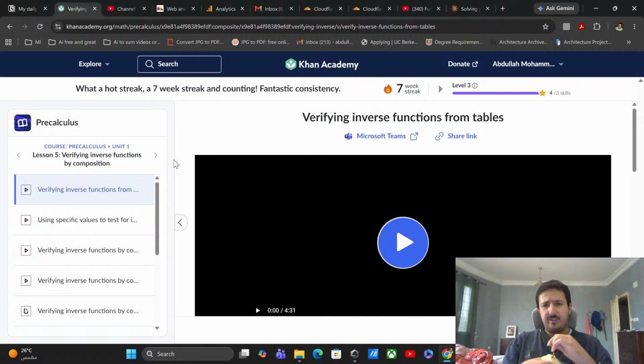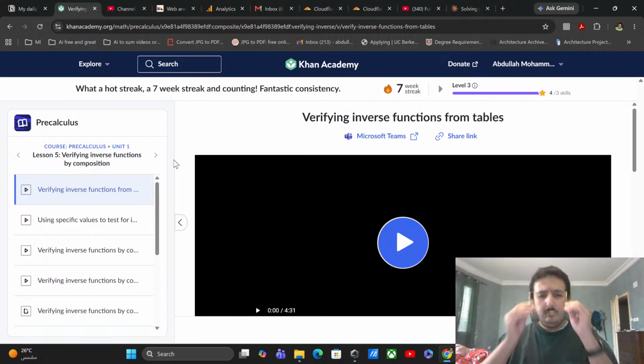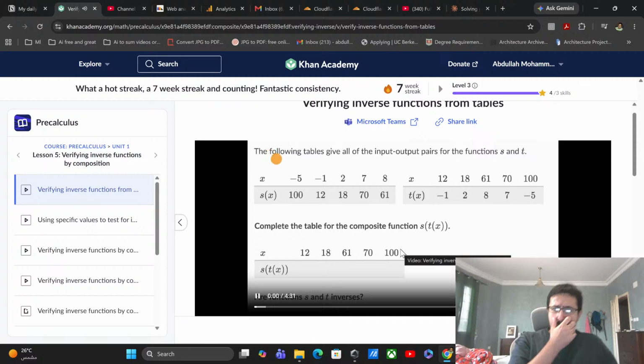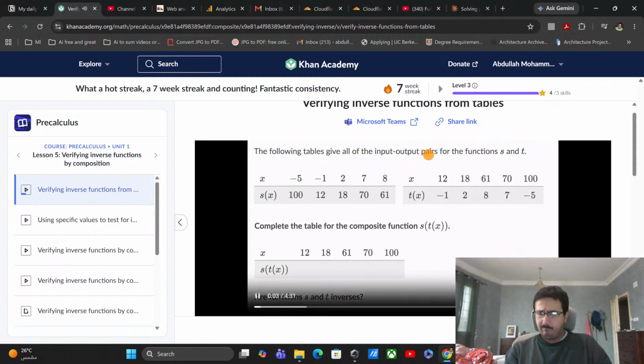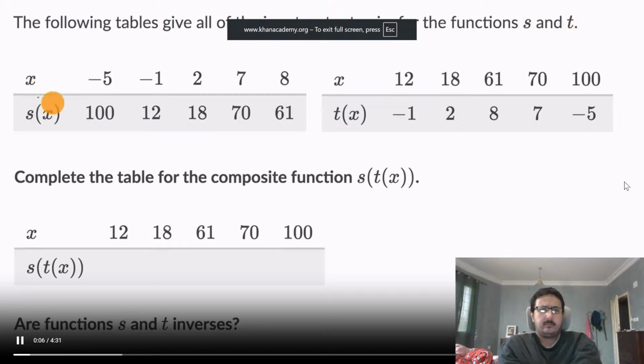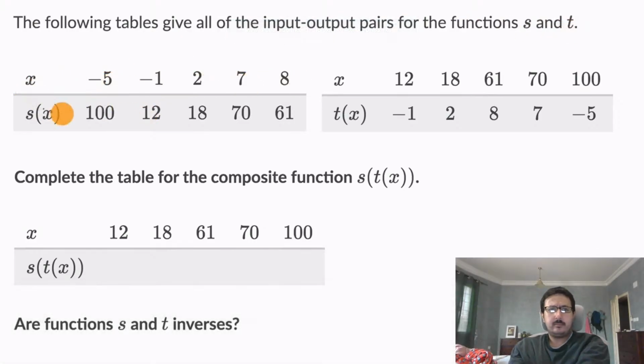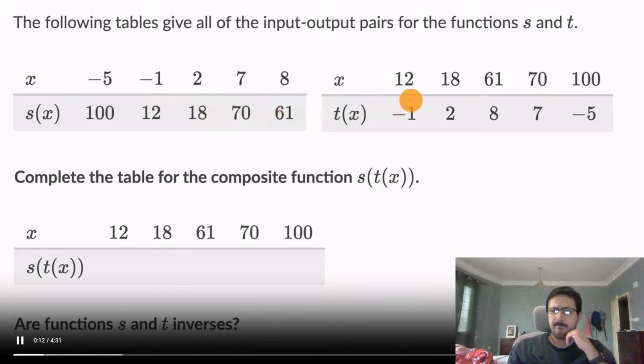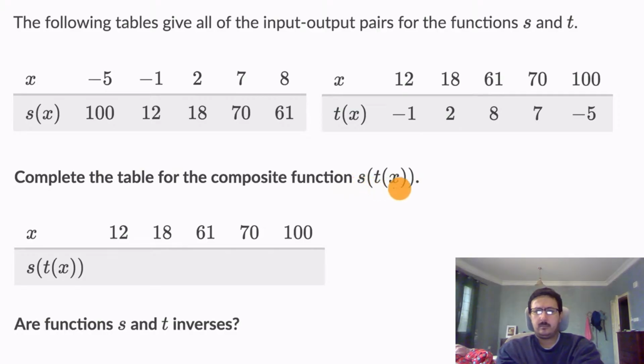Verifying inverse functions from tables. So the following tables give all of the input-output pairs for the functions s and t. In this first table, we have some x's, and they tell us the corresponding s of x. And in this table, we have some x's, and they tell us the corresponding t of x. It says complete the table for the composite function s of t of x. We want to fill in these 5 entries here. And then they ask us, are s and t inverses?